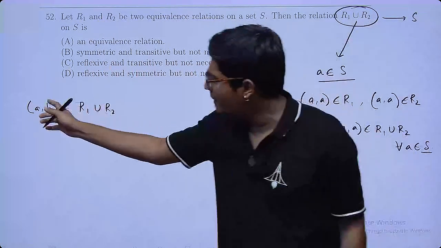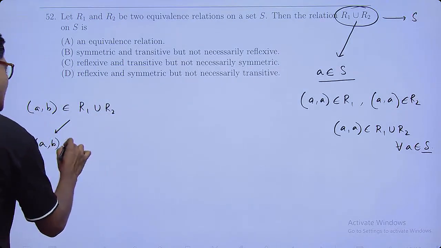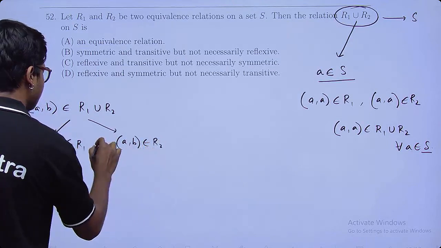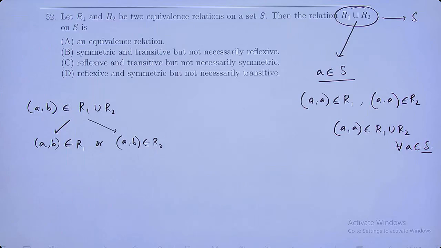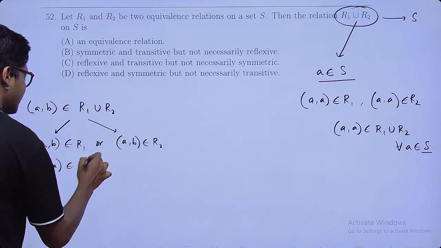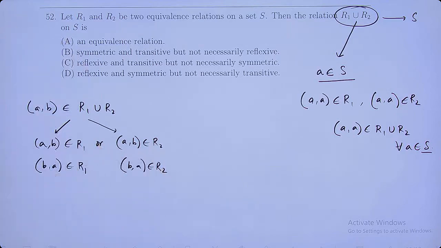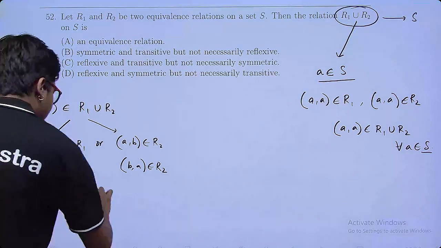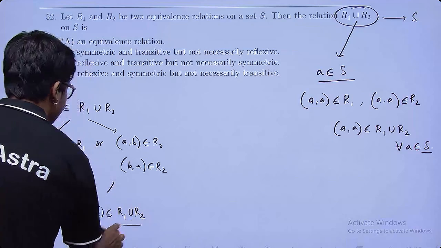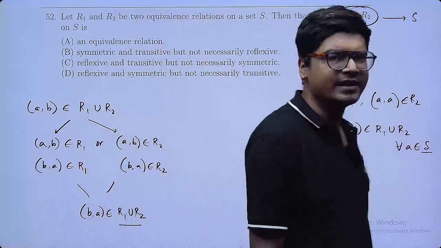Now see, if (A, B) is present inside R1 union R2, it means either it belongs to R1 or R2 or both. But it has to be present inside at least one. But see, because R1 is an equivalence relation, if it's present inside R1, then (B, A) is going to be present inside R1 as well, right? Similarly, if it lies in R2, (B, A) has to lie inside R2, because R1 and R2 are individually equivalence relations. Which means no matter what, (B, A) is definitely going to lie inside their union. So it's also symmetric as well. So far we have that it's reflexive and it's also symmetric, right?